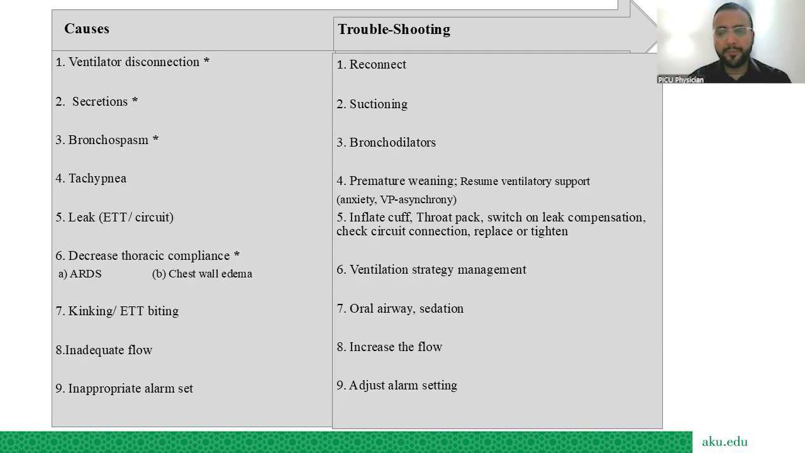Okay, if the patient is tachypneic, one cause can be tachypnea. If the patient is awake and still tachypneic, that means the patient is not ready to be weaned. This is a premature weaning. If there is a leak in the ETT circuit, it can also cause a low pressure alarm. Other than that, worsening lung condition can cause low tidal volumes and low pressure alarms. Kinking or ETT biting, inadequate flow, and inappropriate alarm setting. These all are the causes of low pressure alarm, and you have to troubleshoot accordingly.